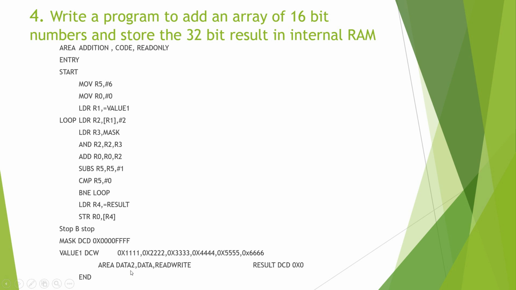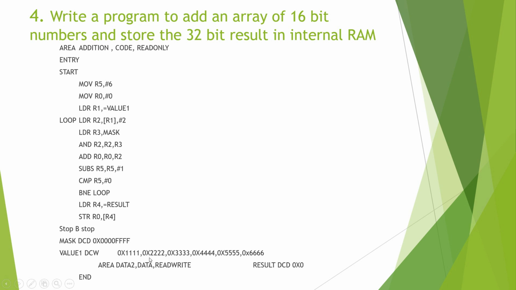Since we have finished taking the first number and adding it, we reduce R5 by 1, which is a counter for us. We compare whether R5 is equal to 0. No, R5 has reduced to 5, which indicates there are 5 more numbers to be added. That means branch not equal to loop, so it goes back to the loop.